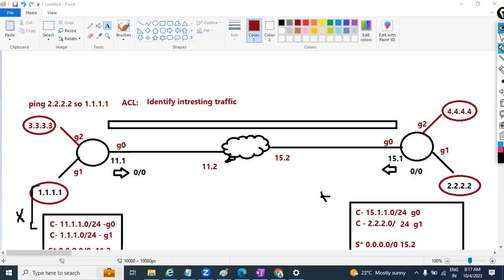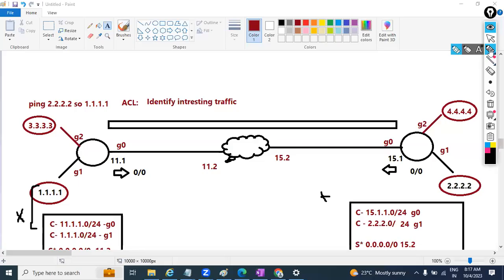So what is the requirement? Okay, first note it down. So what is the requirement? The requirement is when I exchange the data between LAN A and LAN B, means between 1.1 and 2.2, then it should use what? The tunnel, or it should transfer via the tunnel here. But whenever we exchange the data between 3 and 4, that should go via this one.